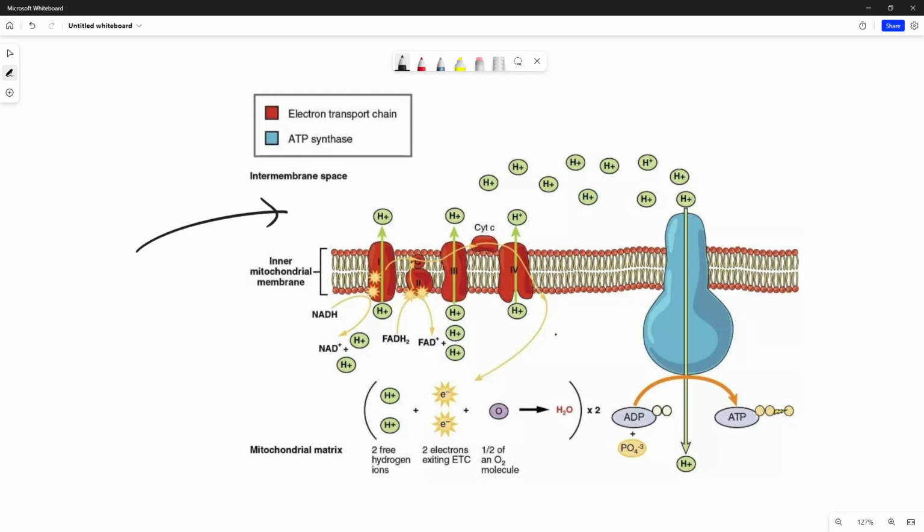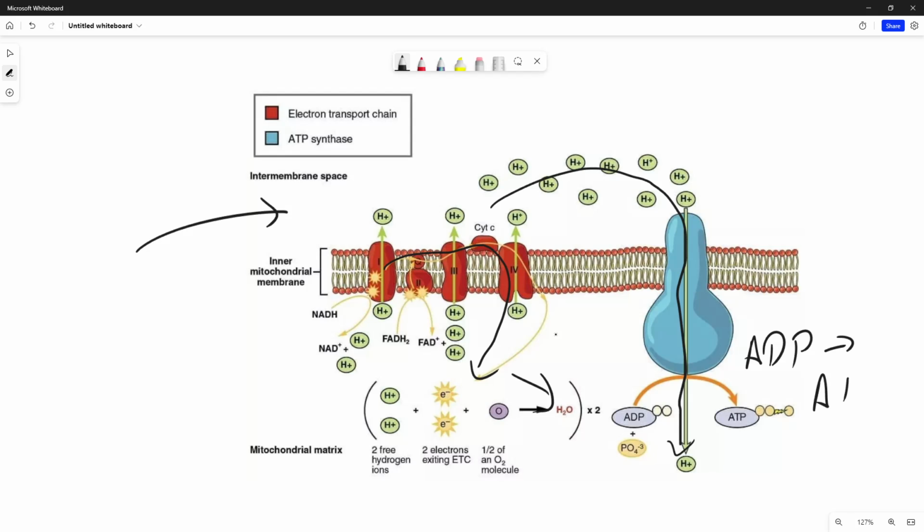So now that we have the electron being accepted by oxygen and hydrogen to make water, we have that part out of the way. But what happens here is, these hydrogen protons go back through ATP synthase to basically turn ADP into ATP, and this produces a lot of ATP.